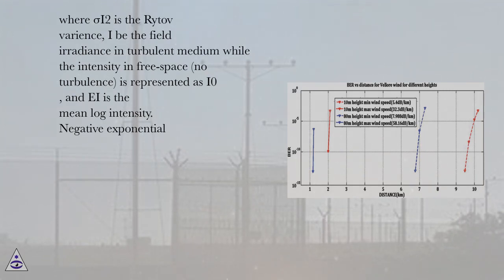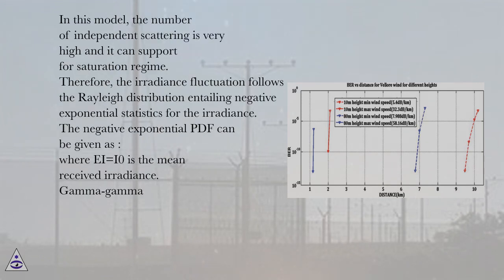Negative exponential. In this model, the number of independent scatterings is very high and it can support the saturation regime. Therefore, the irradiance fluctuation follows the Rayleigh distribution, entailing negative exponential statistics for the irradiance. The negative exponential PDF can be given as, where A equals I0 is the mean received irradiance.